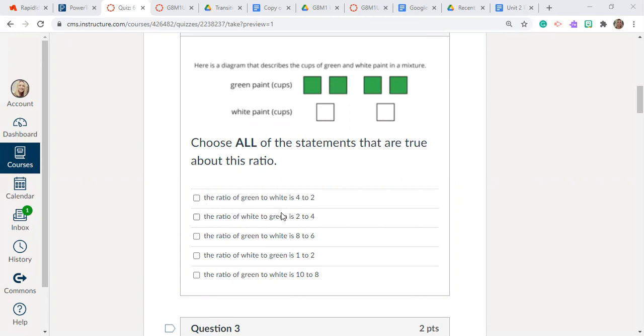The ratio of green to white is 4 to 2. The ratio of white to green is 2 to 4. The ratio of green to white is 8 to 6. The ratio of white to green is 1 to 2. The ratio of green to white is 8 to 10. Select all that are true. Pause and do the work.